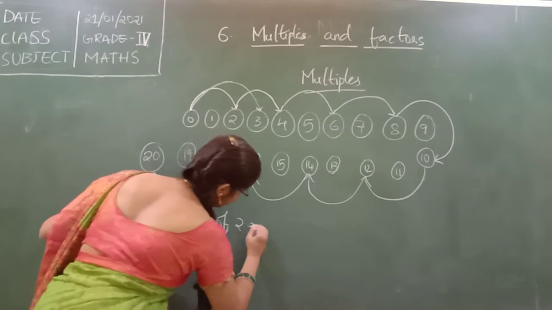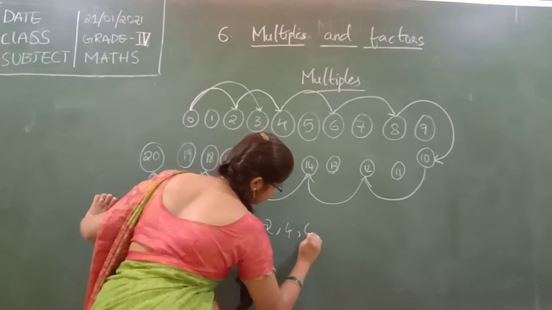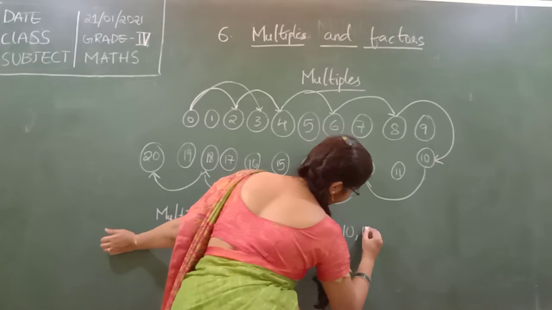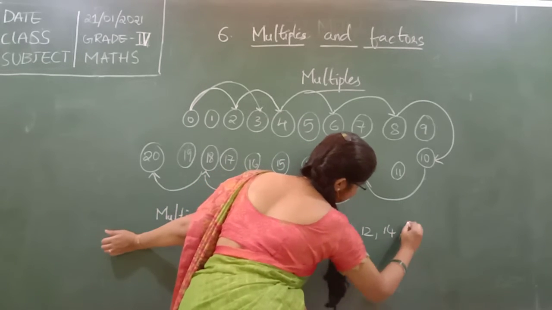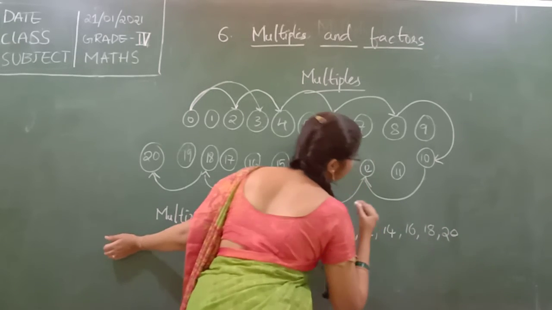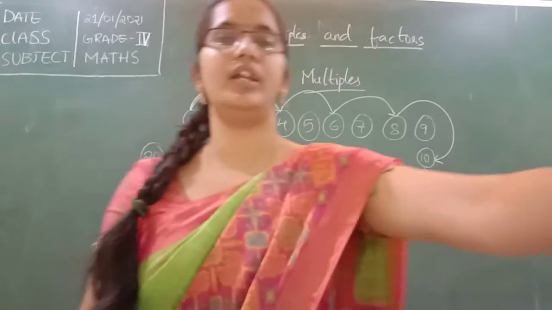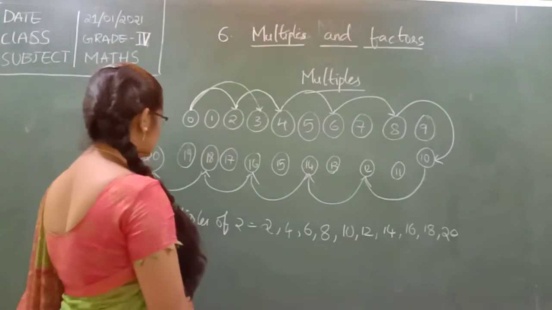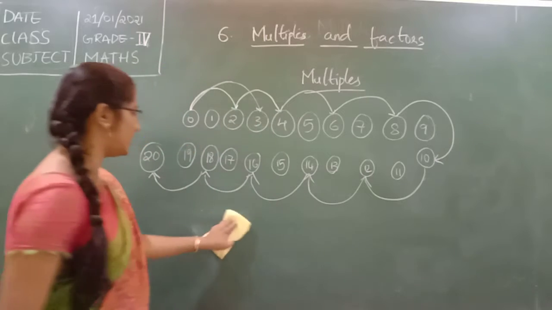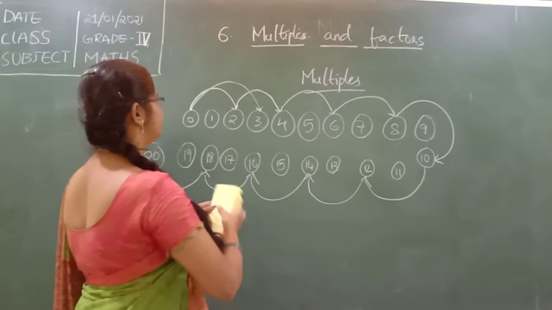The multiples of 2 are 2, 4, 6, 8, 10, 12, 14, 16, 18, 20. These are the multiples of 2 where the frog jumped. Now we'll write the rabbit jumps. So what are the multiples of 3 we will get? Multiples of 3, because it steps on 3.